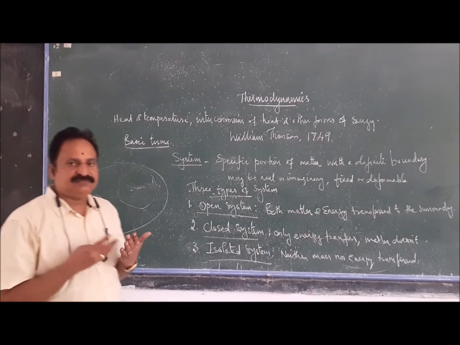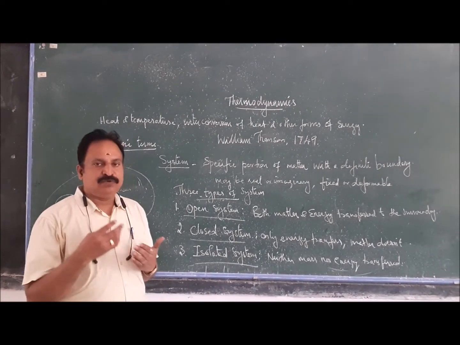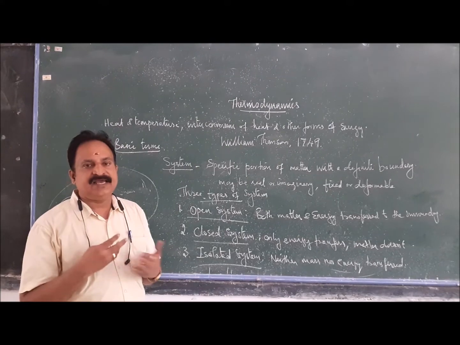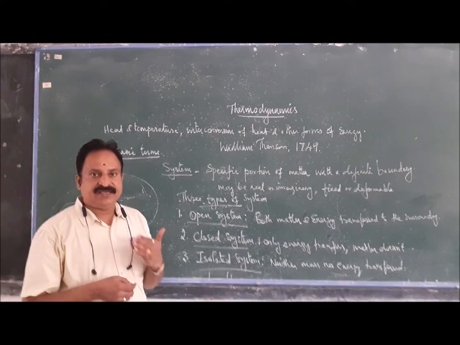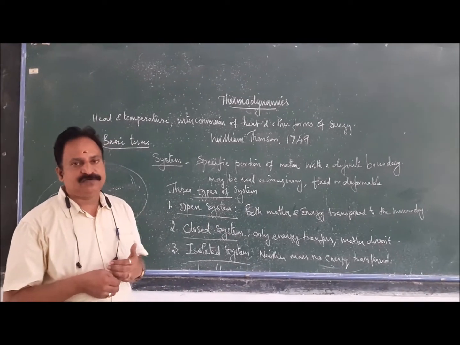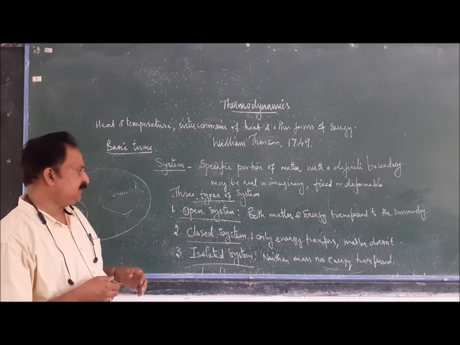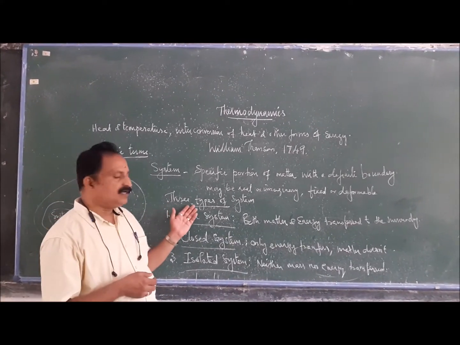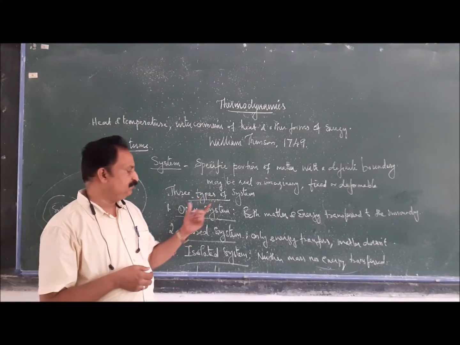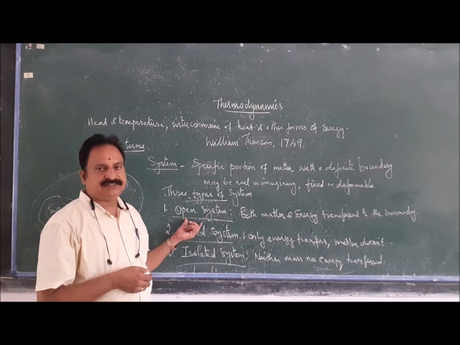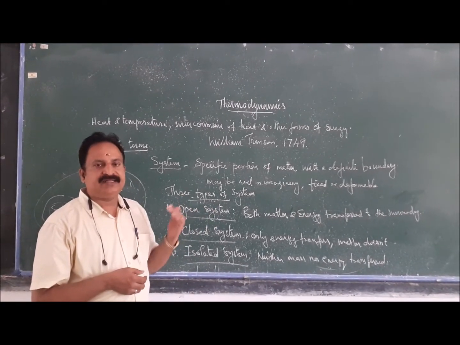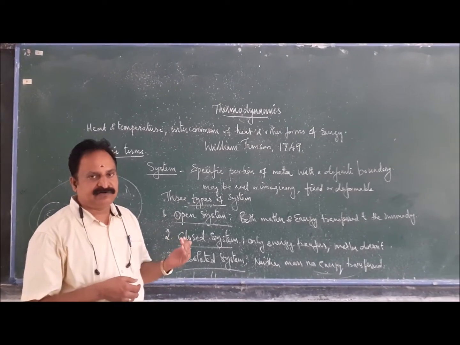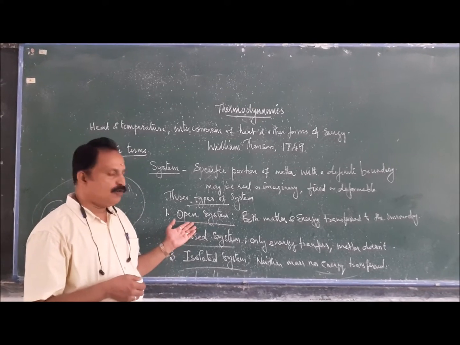See what happens with this system and surroundings. Both mass and energy can be exchanged between the system and surroundings, which we can discuss with the laws of thermodynamics. Then there are three types of system. First is the open system. The system which can exchange both matter and energy with the surroundings is called an open system.